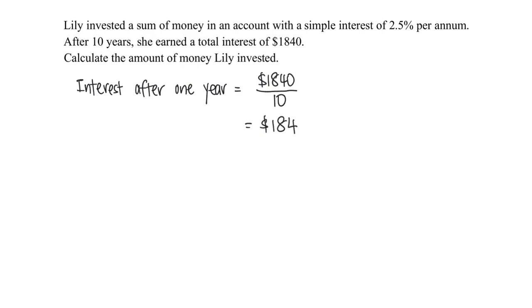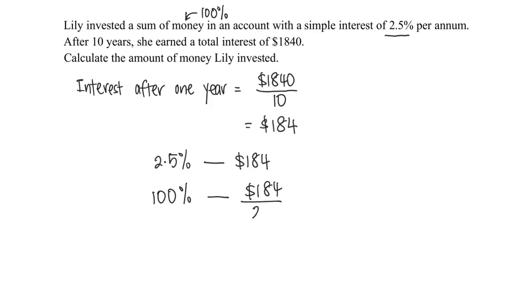And I know this represents 2.5%, since this is the interest that I incurred per annum. And the sum of money, which is the original, is usually the 100%. And so, I just need to divide by 2.5 to get 1%, before I multiply by 100, and this will then give me $7,360.